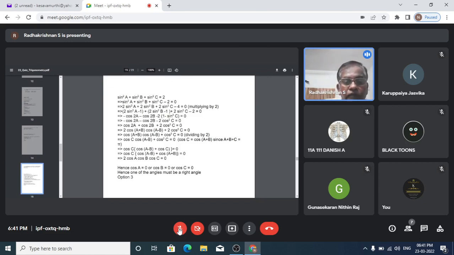That means one of the three, cos a or cos b or cos c, is equal to 0. So that means one of the angles should be 90 degrees, any one of them. So it's a right angle triangle. Okay.